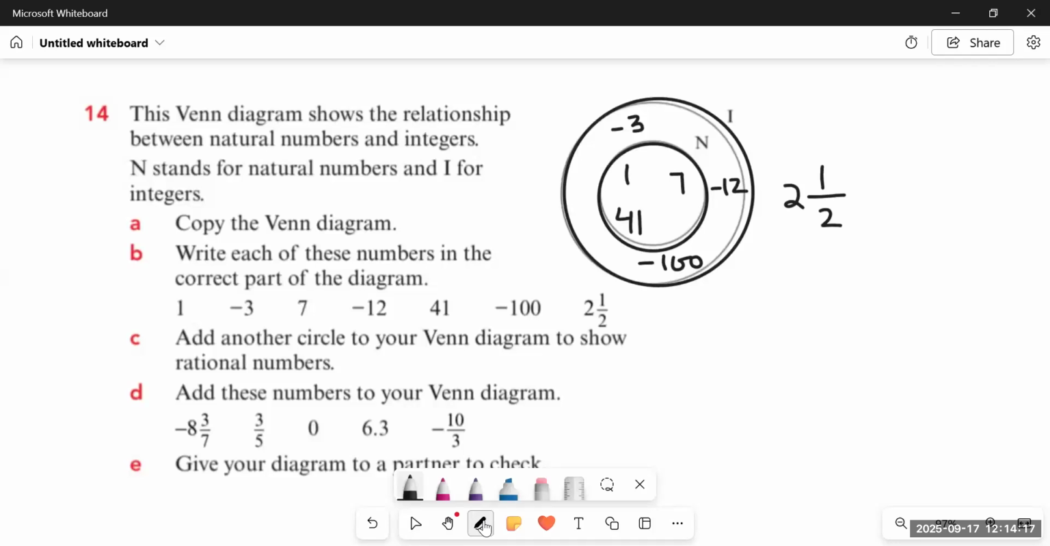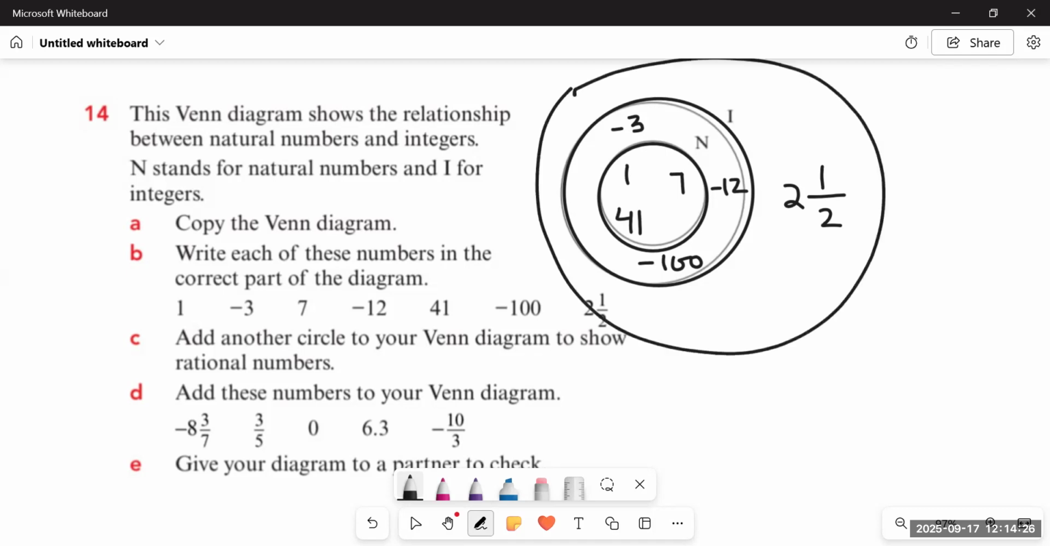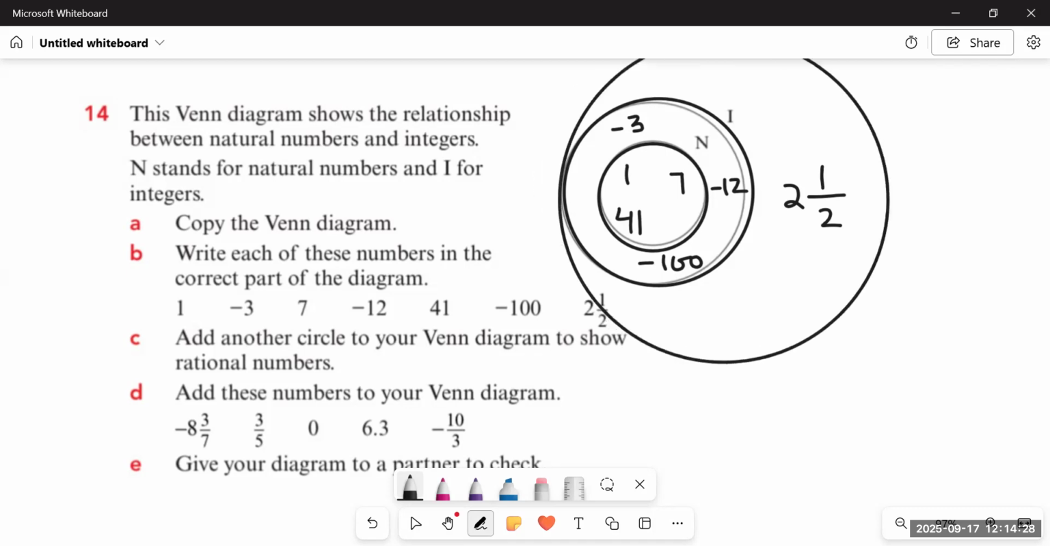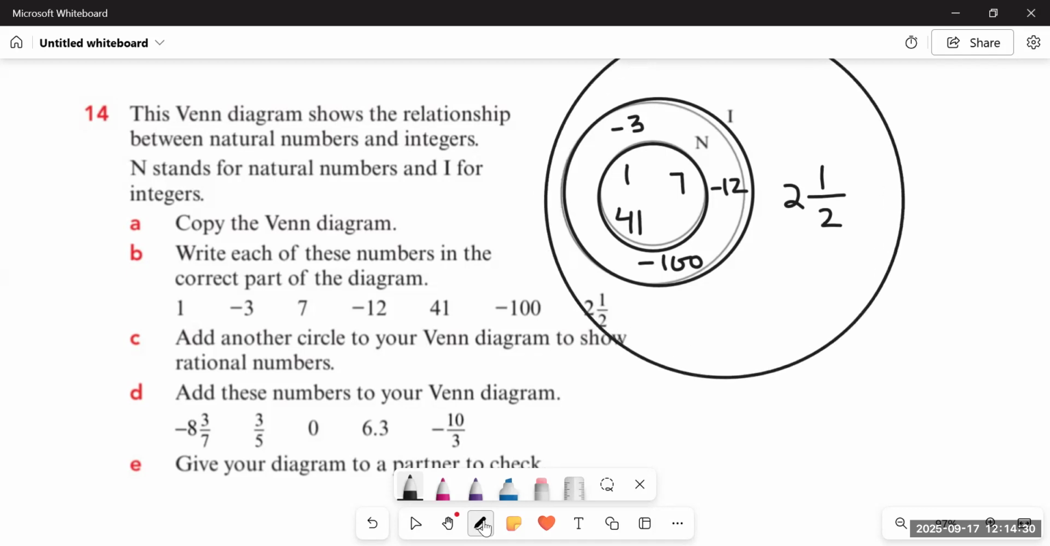Okay, so what do we have to do in part C? They are saying add another circle to your Venn diagram to show the rational numbers. So we will simply make a circle out there and we will write 2 whole 1 upon 2 in this circle, and we will write R over here. That is, inside this circle, all of the numbers are rational. We have already learned that all the natural numbers are rational, all the integers are rational, all the fractions are rational numbers. Now we have to add these numbers to the Venn diagram.